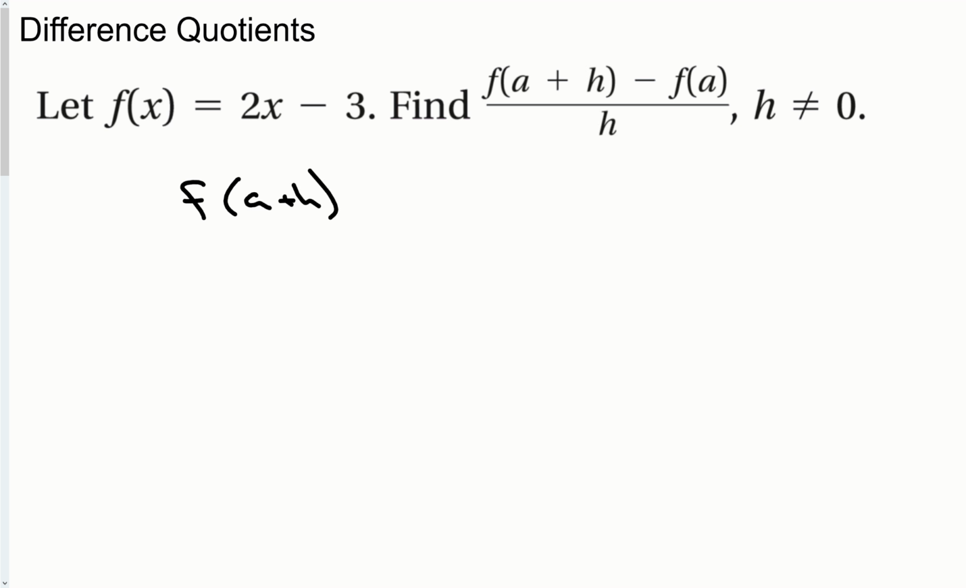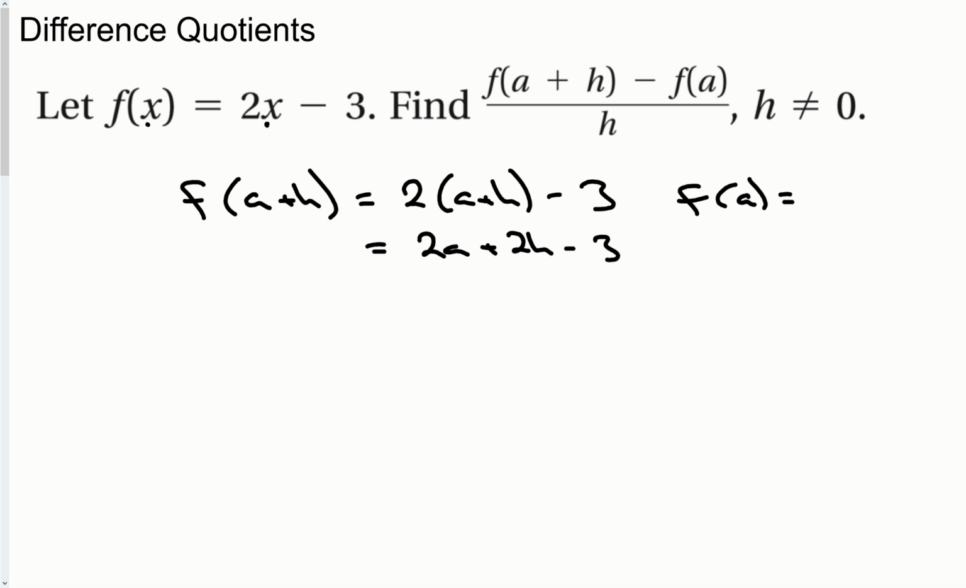f of a plus h. Function notation says that this is a function of x. If I wanted to change it to a function of a plus h, you replace every x with a plus h. And there we go. So that's 2a plus 2h minus 3. f of a just says if this is a function of x, if you want to change it to a function of a, you replace every x with a.